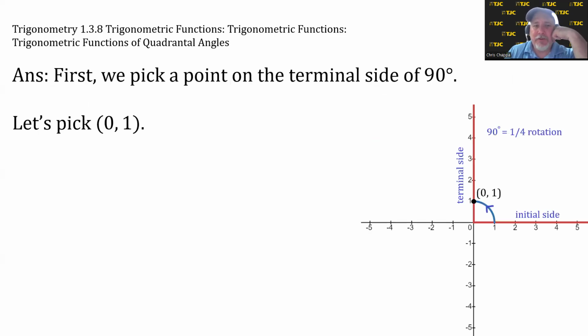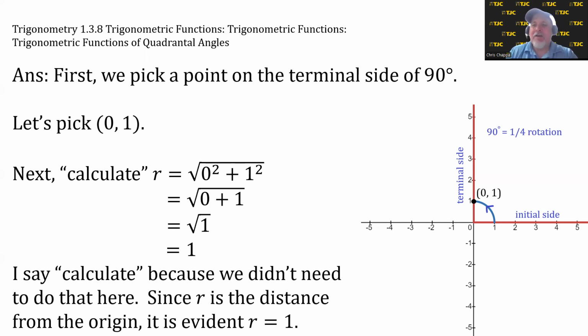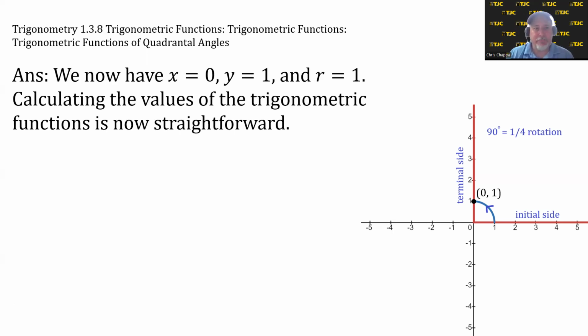Well, let's pick a point on the terminal side of 90 degrees. For simplicity, we'll pick the point 0, 1. To calculate r, we need to use the formula, but it's just 1. Now, we didn't really need to calculate it because r is the distance from the origin to the point, and the distance from 0, 0 to the point 0, 1 is just 1. So if it's evident what the distance is, no need to calculate r.